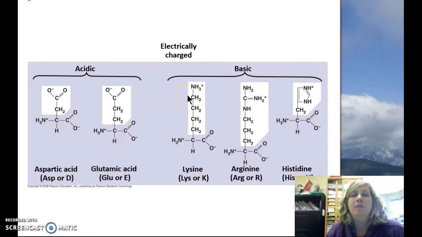And then we have the basic ones. These basic ones, lysine, arginine, and histidine, are basic because they donate OH into solution, and they do that by accepting hydrogen. So they all have forms of amino or a nitrogen that can accept hydrogens and become positive, which makes for more hydroxides in solution.